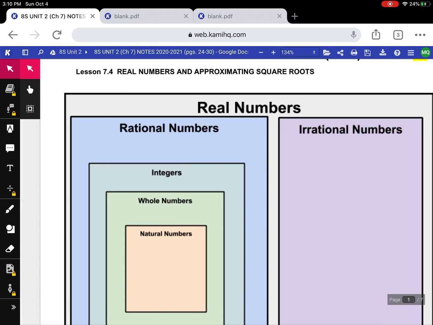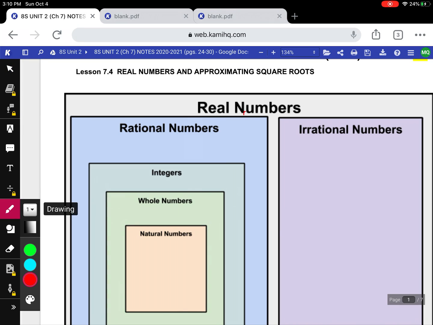We are talking about the real number system, and that's kind of the world we live in this year, okay? Numbers are categorized based on their characteristics, so we have what we call the real number system. And in that real number system, you can either be a rational number or you can be an irrational number. We're going to start with what a rational number is.